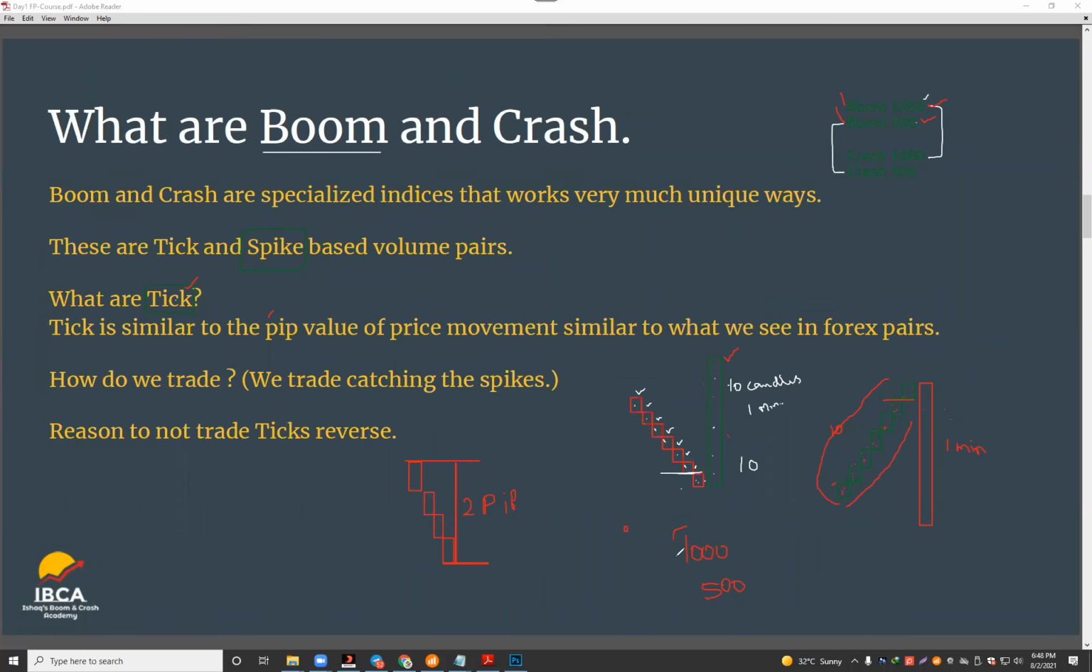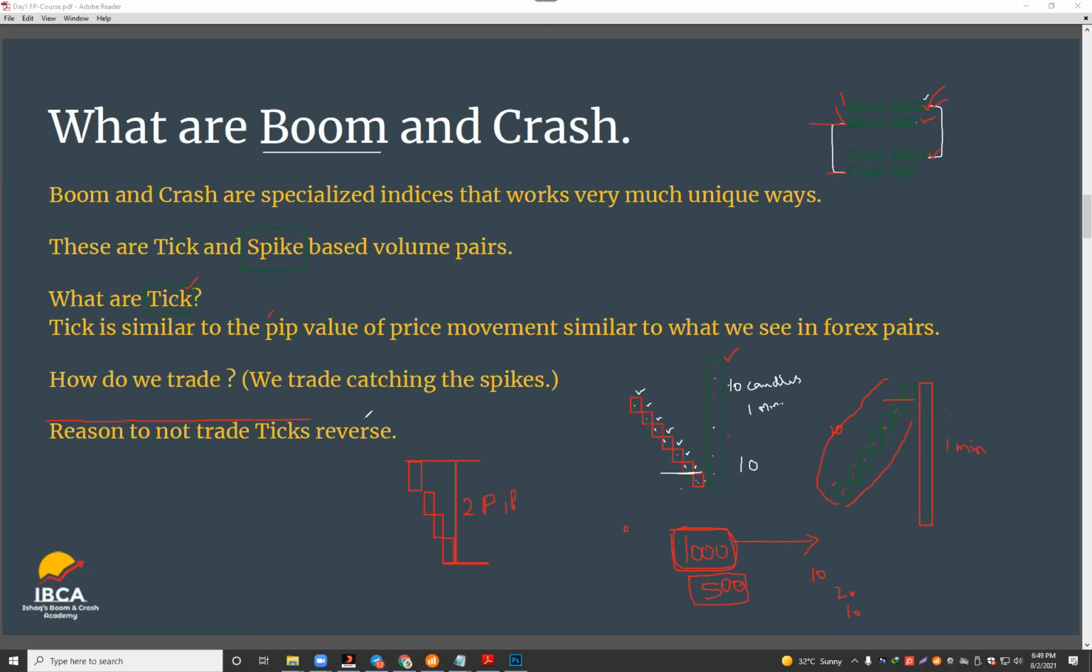So within the 1000 ticks, you will find one spike. But sometimes when a trend is generated, within 10 ticks, within 20 ticks, within 100 ticks, you will find so many spikes again and again. But for sure, you will find one spike within the 1000 in boom and crash 1000, and within 500 ticks, you will find a spike in crash 500 and boom 500, right?